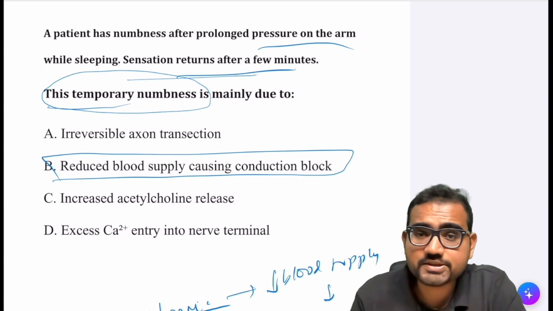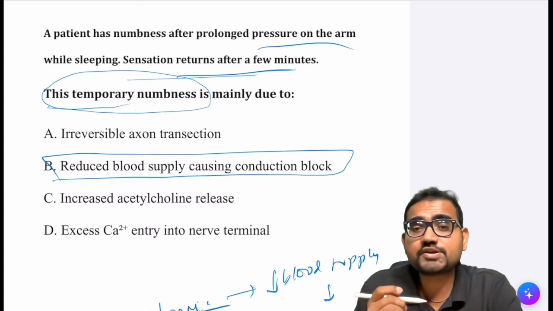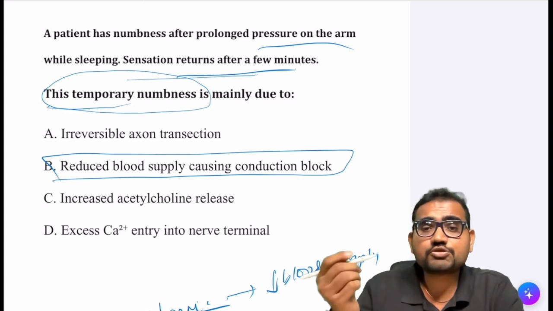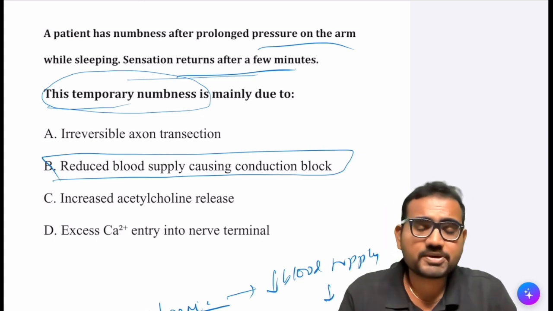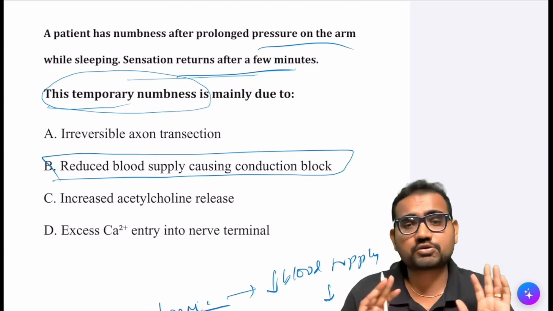Because of the reduced blood supply, ischemia takes place, with reduced oxygen, and because of the reduced oxygen, reduced ATP. So again, it is a reversible one. When the patient releases the pressure, it is going to come back to normal.